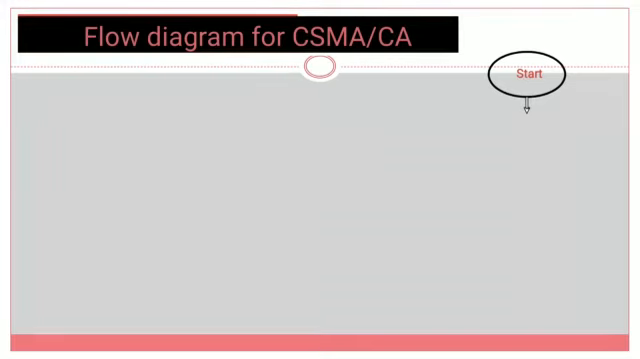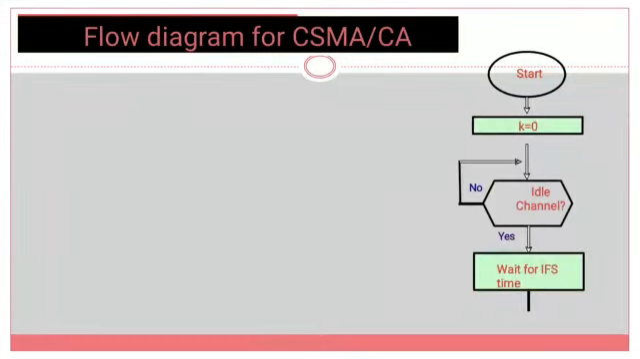We'll see the flow diagram for CSMA/CA. The first step is start. Next, k equal to 0. So what is this k equal to 0? That is the counter value. We need to count the number of attempts, and that is considered by using the counter value. Here the variable k is used for the counter value, and initially k is equal to 0.